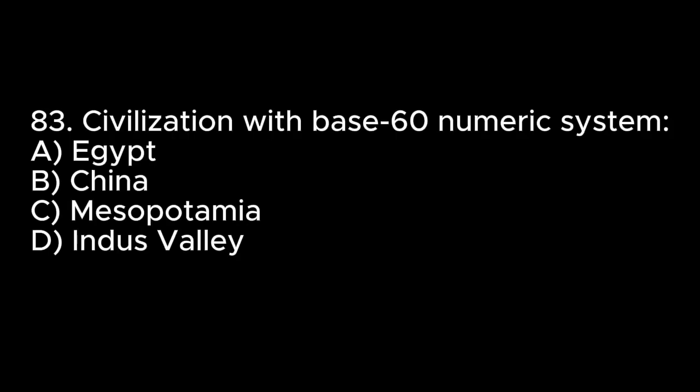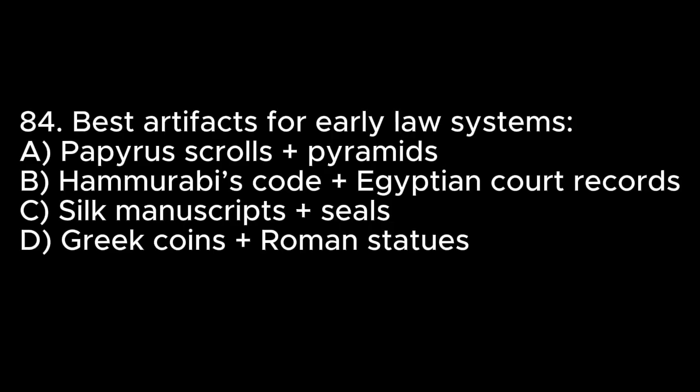83. Civilization with base 60 numeric system. A. Egypt. B. China. C. Mesopotamia. D. Indus Valley. Answer: C. Mesopotamia invented the base 60 system. 84. Best artifacts for early law systems. A. papyrus scrolls, pyramids. B. Hammurabi's code plus Egyptian court records. C. silk manuscripts plus seals. D. Greek coins plus Roman statues. Answer: B. These directly represent legal systems.